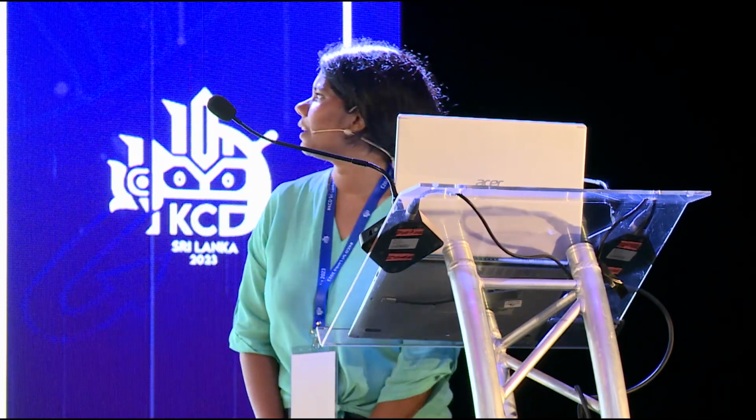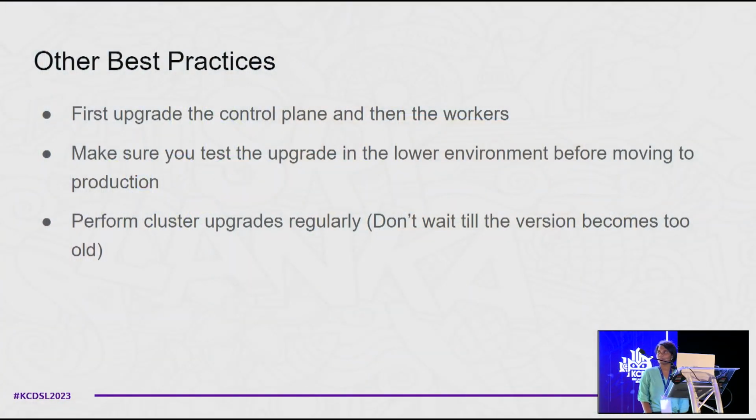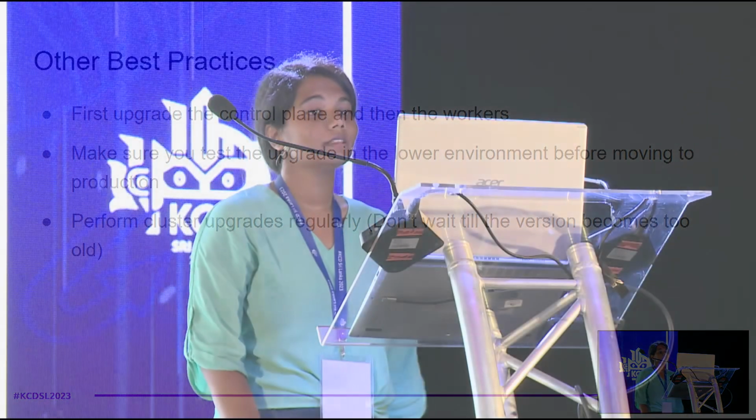Also, these are a few other best practices that we can follow during cluster upgrades. First, upgrade the control plane and then the workers. The reason we upgrade the control plane components first is that they are responsible for managing the state of the cluster, ensuring that the workloads are running as expected. By upgrading the control plane components first, you can ensure that they are compatible with the new version of Kubernetes, and that they can properly manage the upgraded worker nodes as well.